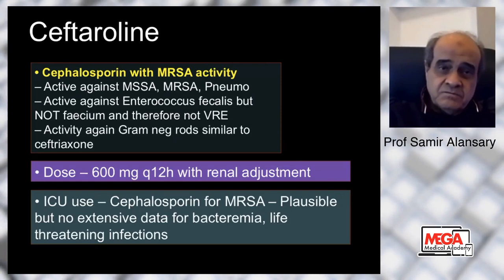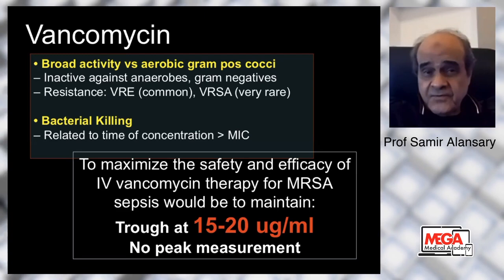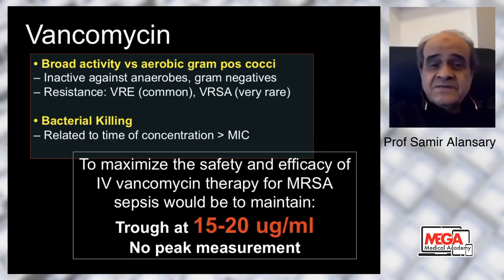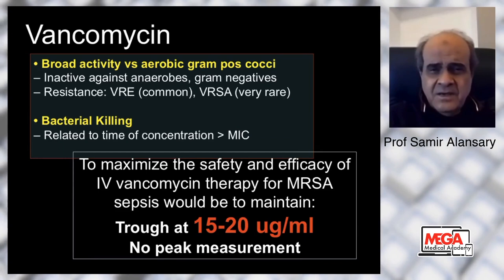Vancomycin has broad spectrum activity versus aerobic gram-positive organisms. It covers gram-positive, not anaerobes, not gram-negative. Resistance occurs with vancomycin-resistant enterococci and vancomycin-resistant staph. It is very rare, about 30 cases all over the world.